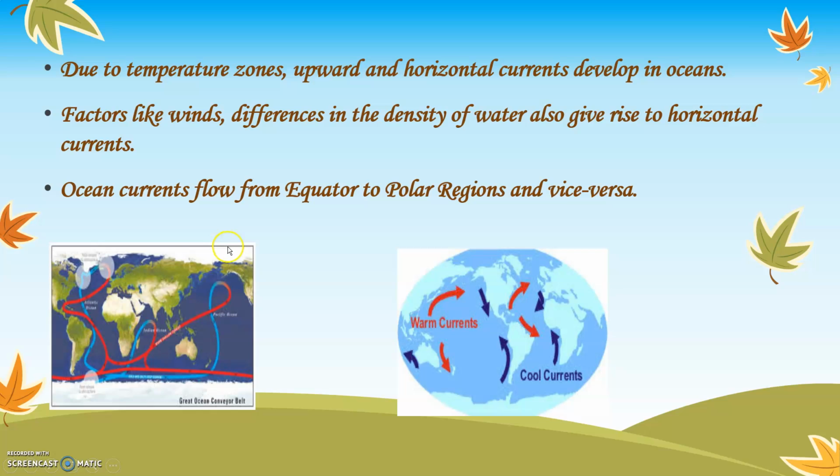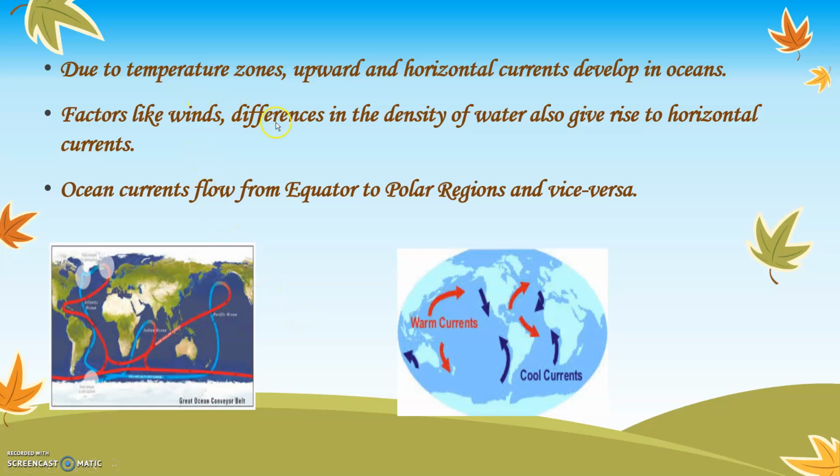Now due to temperature zones, upward and horizontal currents develop in the ocean. I am sure you must have seen the ocean or sea. You will realize that a lot of waves flow in the ocean. That is because of the upward and downward position of the water and because of the temperature zones. We have learned in the previous video that on our earth, because of the differences in the sun rays on the earth, various temperature zones are created. This leads to the formation of ocean currents.